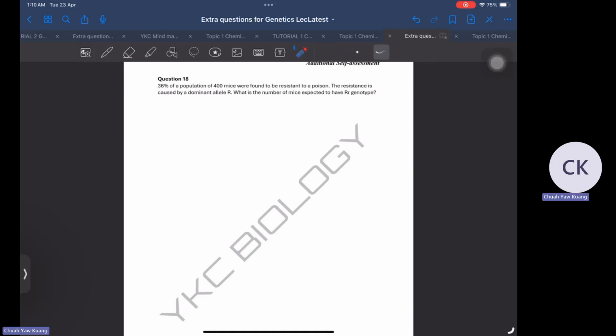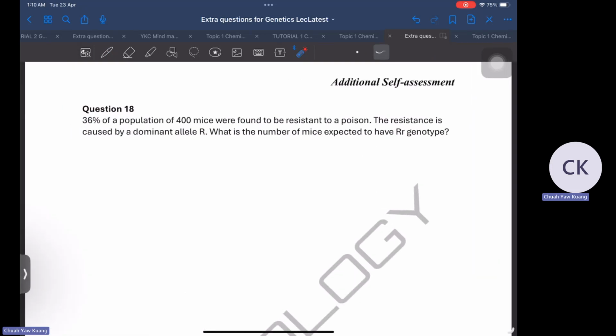Question 18 is looking for the heterozygous genotype. Yes, and it seems to be related to population genetics. It is asking for the heterozygous, so it is related to the frequency of the heterozygous. To solve this type of question, we have to use the type 3 method.